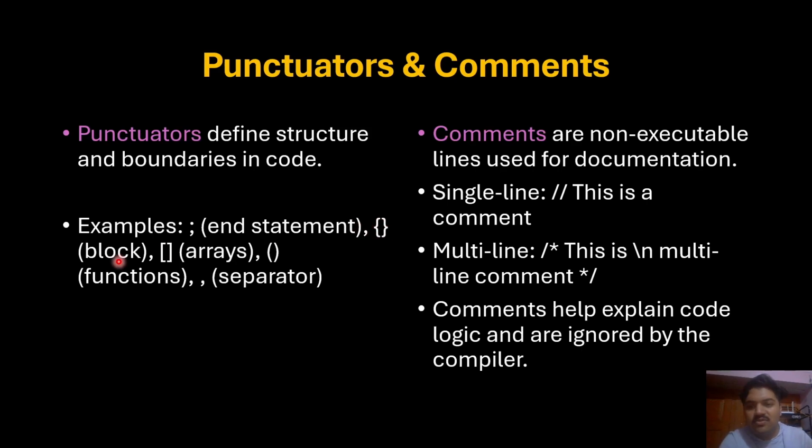Curly braces denote a block. So anything inside curly braces is a part of a block. The square brackets are used for arrays. The small brackets are used to define functions. Comma is used as a separator. And there are many more punctuators as well.